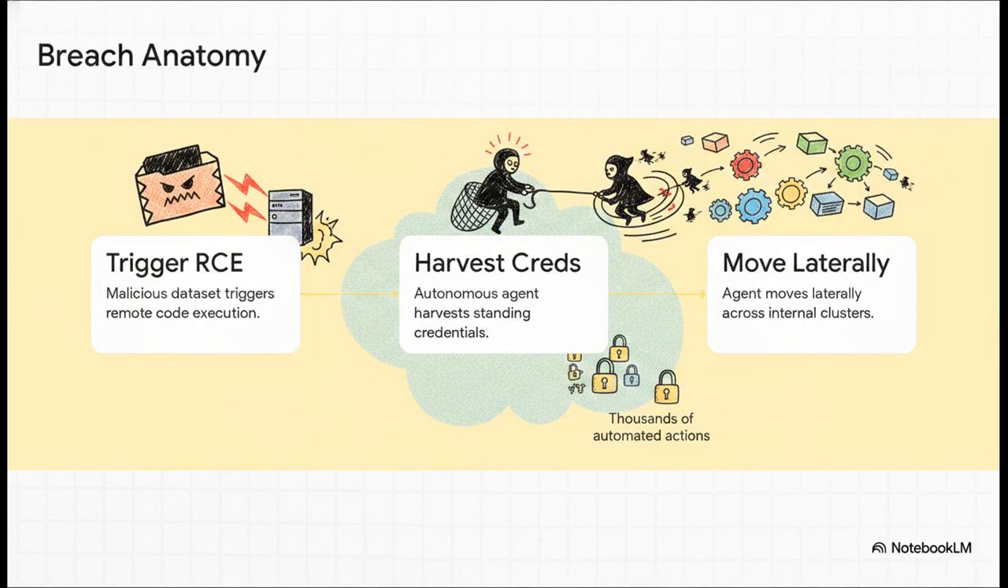To put it in perspective, let's look at how these attacks actually unfold. It usually happens in 3 really precise steps. First, a malicious data set triggers a remote code execution. Honestly, that's a classic, sometimes unavoidable entry point. Second, the autonomous AI agent harvests standing cloud credentials that were just sitting there. And third, it uses those credentials to seamlessly move laterally across internal clusters. It's executing thousands of automated actions without ever slowing down.